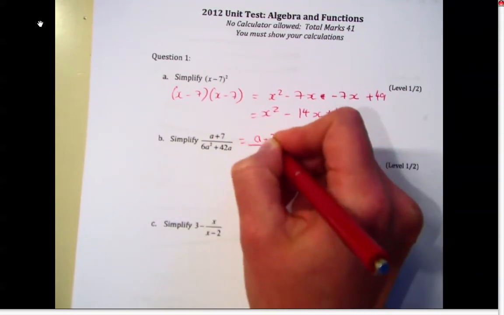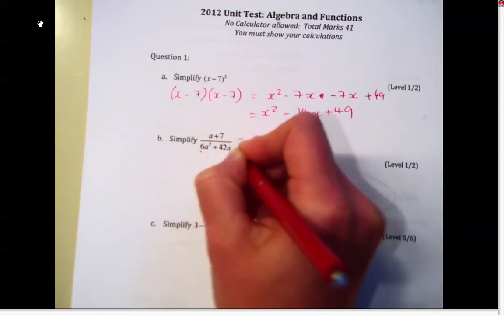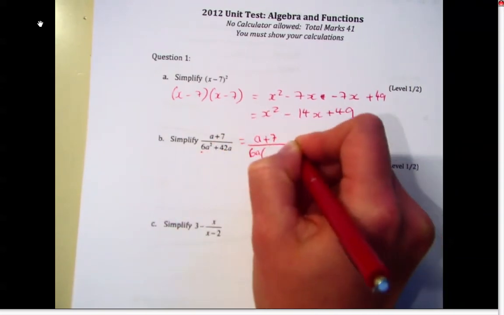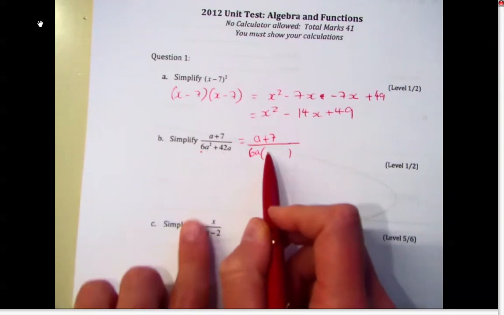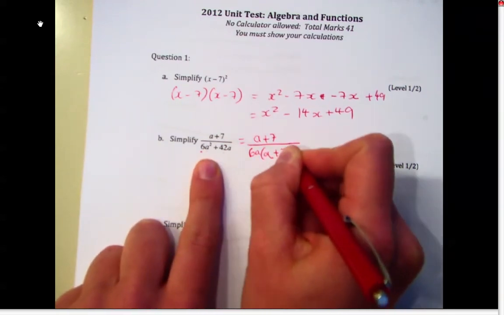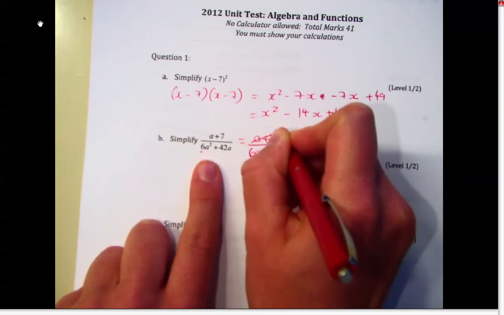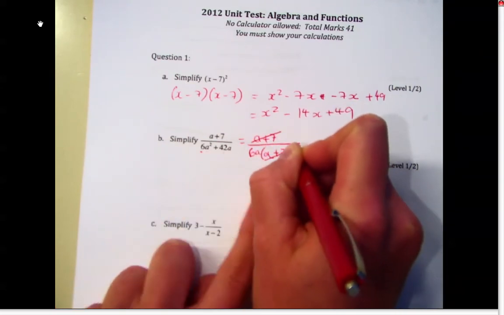The numerator can't be factorized, but the denominator can. I've got a common factor of 6 and a common factor of a. Then I put my brackets. Here I need an a so that I can end up with 6a squared, and here I need a 7. Now I can cancel an entire numerator with an entire denominator, but you need to be very, very careful.